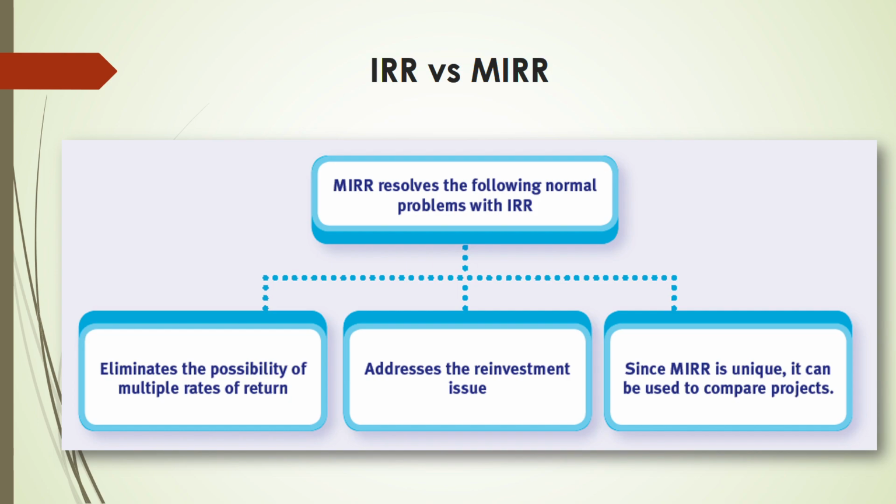Third one, MIRR is unique. Because MIRR is unique, it can be used to compare projects. You can compare projects because they will not have multiple rates of return. It is taken at cost of capital, the reinvestment rate, and you can compare projects easily from one project to another. IRR you cannot compare like that. For example, one project is giving you multiple IRR, another project is giving you only single IRR. How can you compare the two projects? Which one is better? So comparison wise, the reinvestment issue, and also the multiple rates of return, in all these three issues, MIRR is leading over IRR.